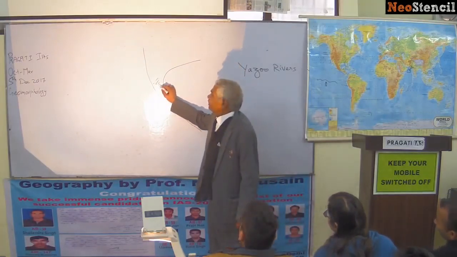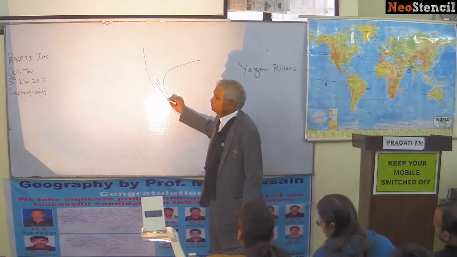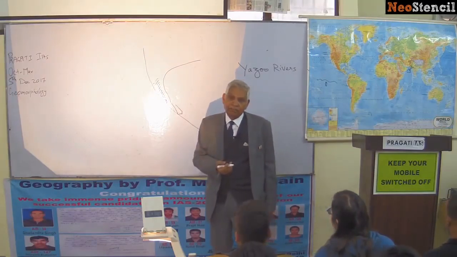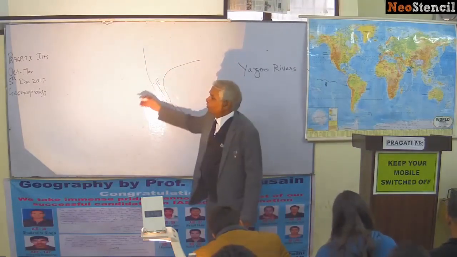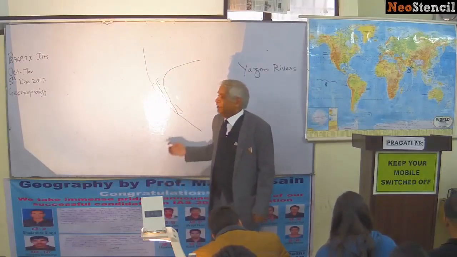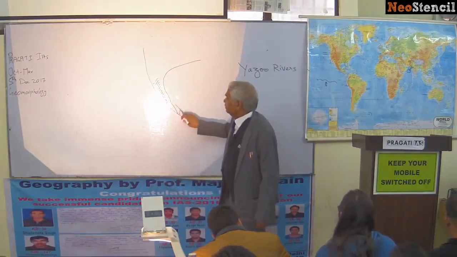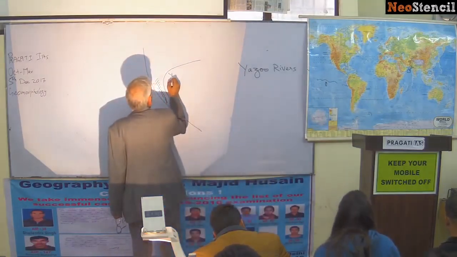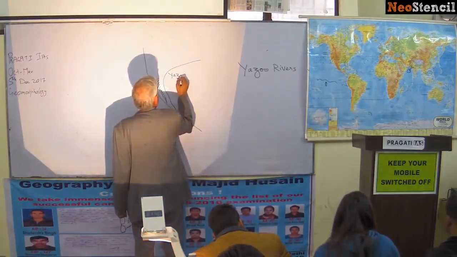Because there is a natural levee. There is an embankment, एक बांध यहाँ बना दिया दरिया ने. So it is not able to cross this embankment. It starts flowing parallel to the river. In Japanese language, such a river is known as Yazoo.